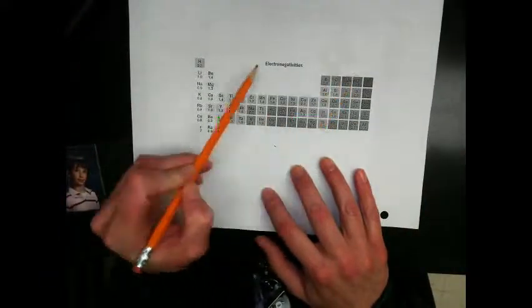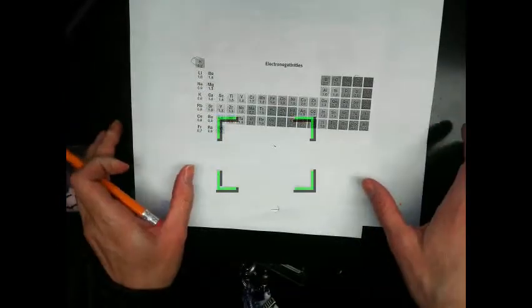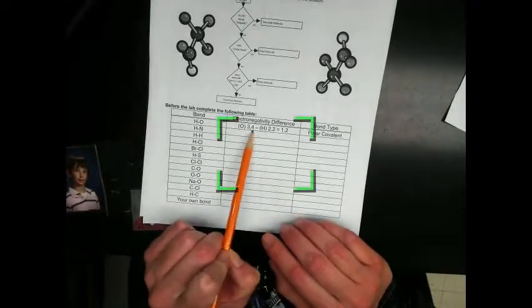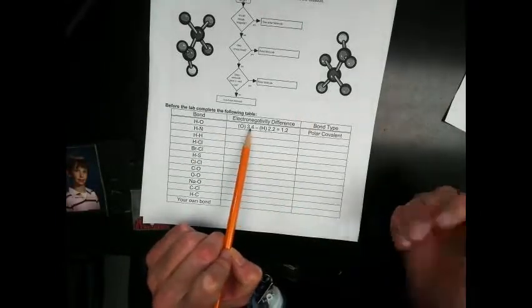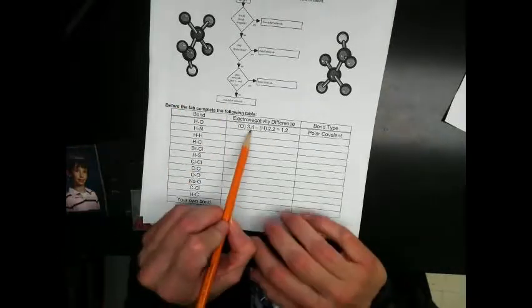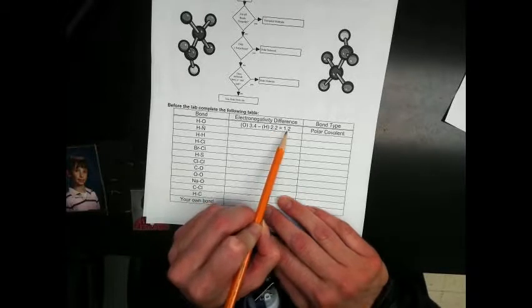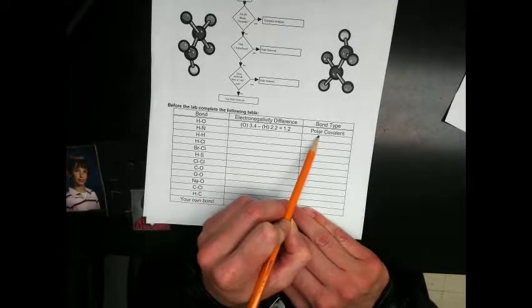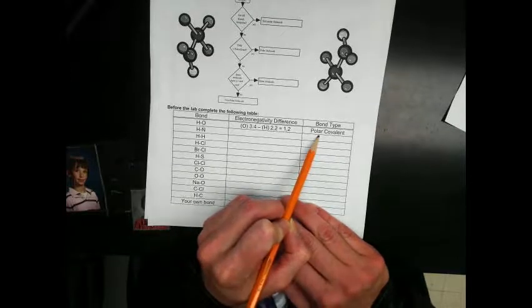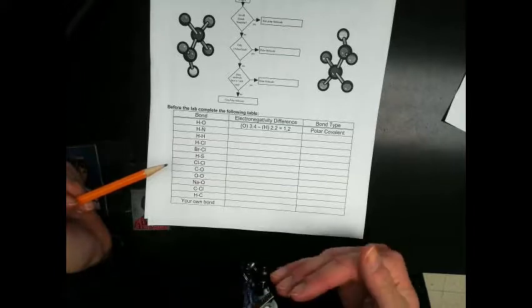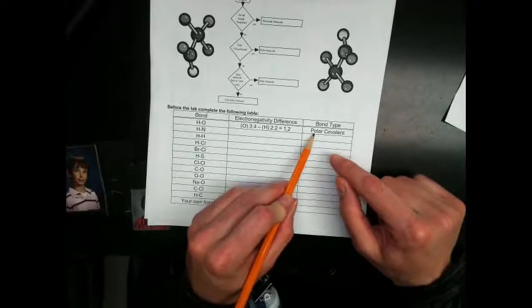So right here we have oxygen, right here we have hydrogen. So all we have to do is find those numbers on this chart right here. And then from there, we're going to just find the difference between them. So you always just put the higher number first. And so when we have 3.4 for oxygen, 2.2 for hydrogen, the difference is 1.2. So that means it's a polar covalent bond. So remember, in order for it to be a polar covalent bond, the difference has to be 0.4 and above. And so that makes sense that 1.2 would fit into that polar covalent.